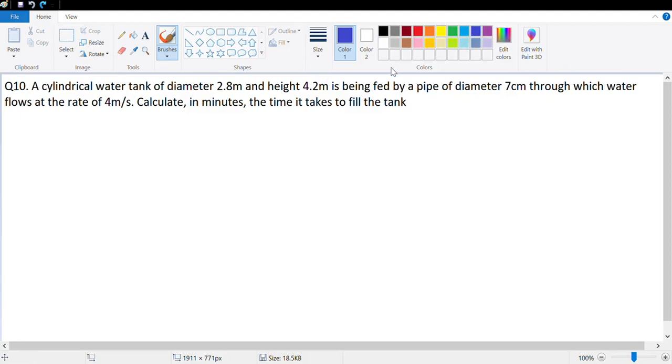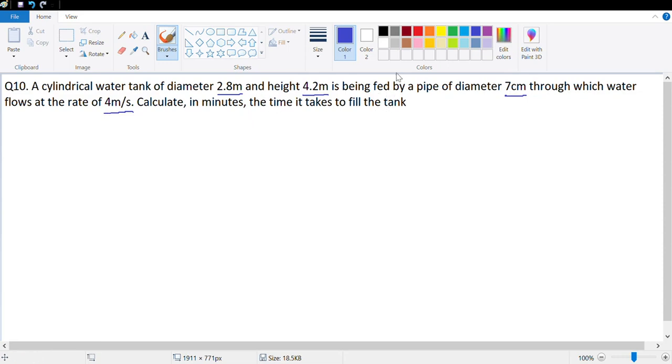It says a cylindrical tank of diameter 2.8 meter and height 4.2 meter is being fed by a pipe of diameter 7 centimeter through which water flows at the rate of 4 meter per second. So this is in meter, this is in centimeter, again speed is in meter. So we need to do some conversions. Calculate in minutes the time it takes to fill the tank.